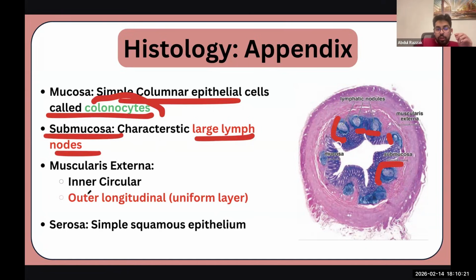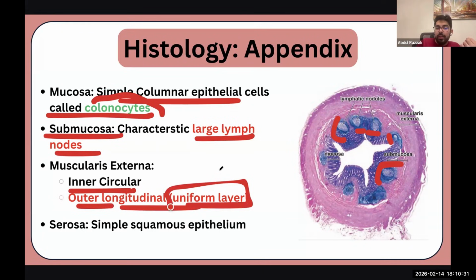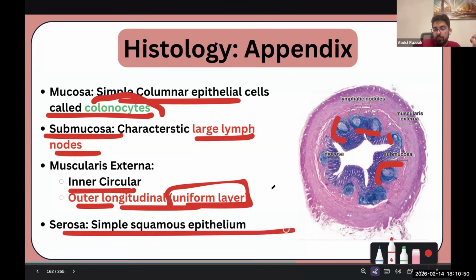In the muscularis externa, you have the inner circular layer, like all the GI tract we discussed earlier, and you also have an outer longitudinal uniform layer. Why uniform? Because in the colon, it's not going to be uniform. It's going to be condensed at some point. However, in the appendix, you have a uniform outer longitudinal layer. This is going to help you differentiate the appendix from the colon itself. Then you have a simple squamous epithelium forming the serosa.